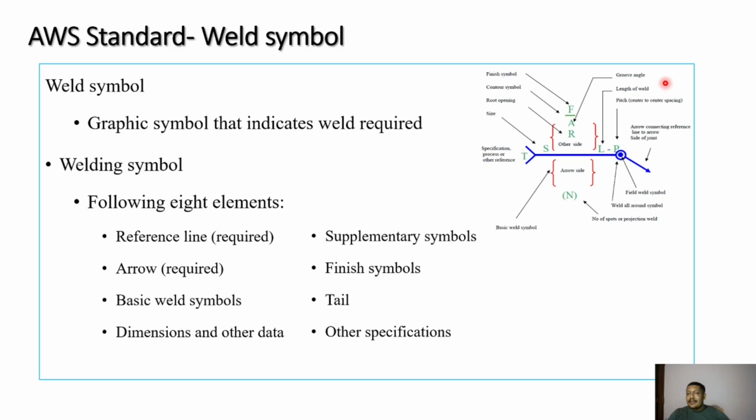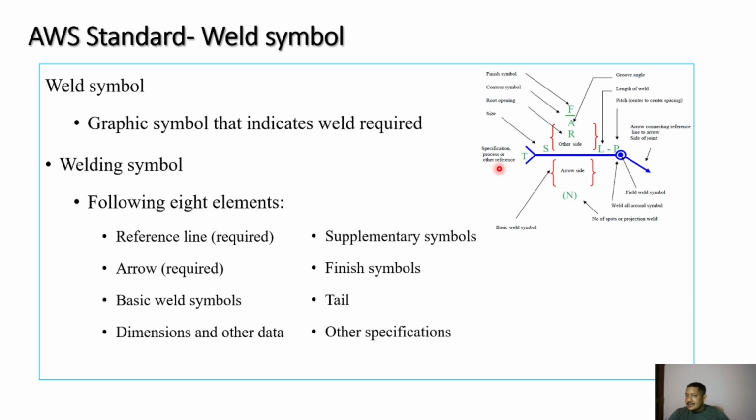Whether it is the length of the weld, groove angle, pitch, where the weld has to be done, either on the arrow side or on the opposite side, and what weld you want to perform. If I draw it like this and it falls on the arrow side, these dimensions I have to write here. And if I am joining it like this, it means it is falling on the other side, where I have to perform the weld. So all the information I will be writing here.